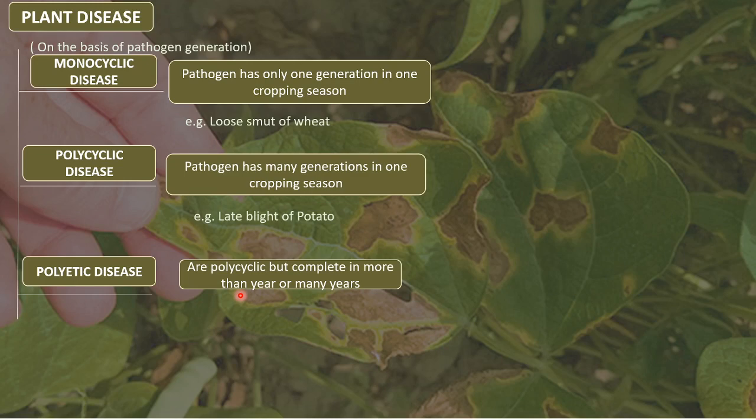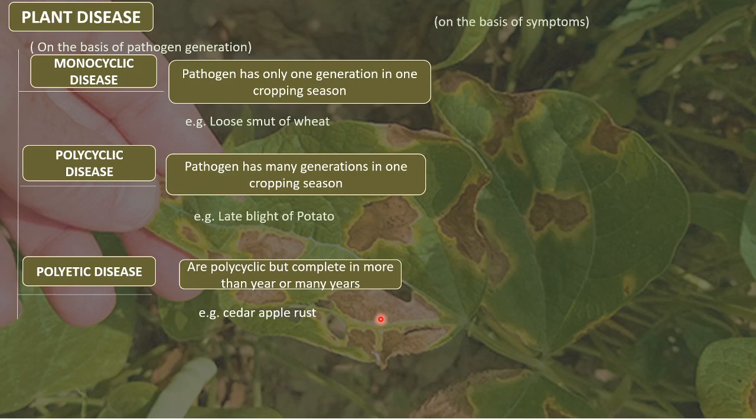Their infection cycle will keep on continuing for 1 year or for maybe many years, and therefore they are called polyetic disease, though they are polycyclic pathogens, but their infection cycle continues for years. So then it is called polyetic disease. An example of this is cedar apple rust, right? So this is about the basis of pathogen generation or pathogen life cycle.